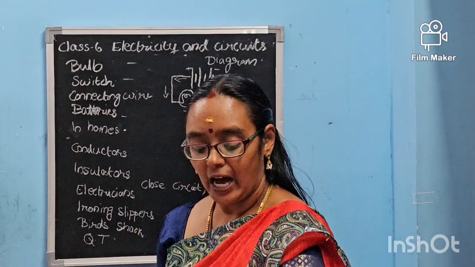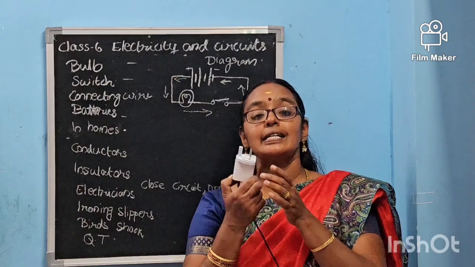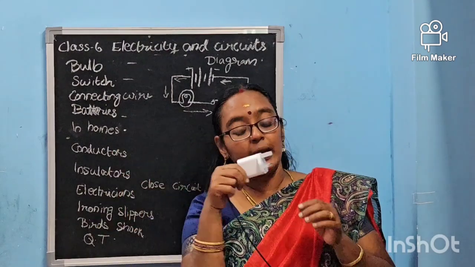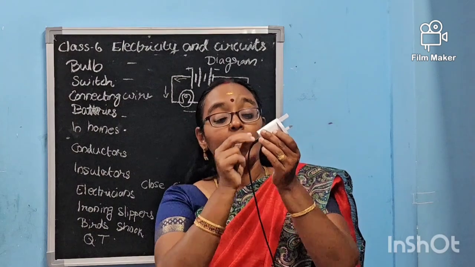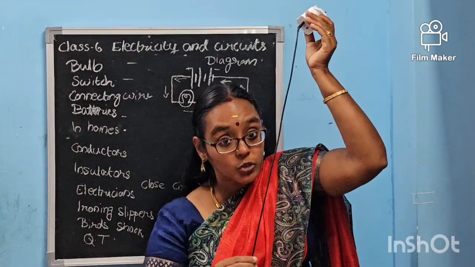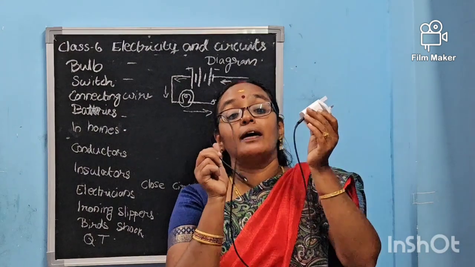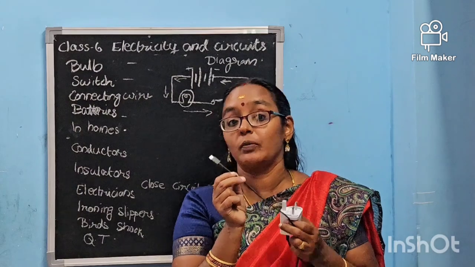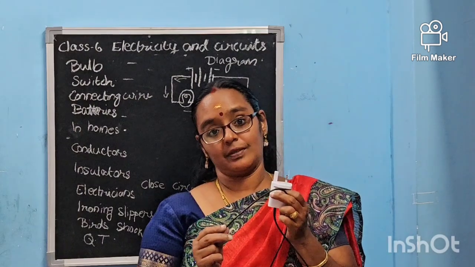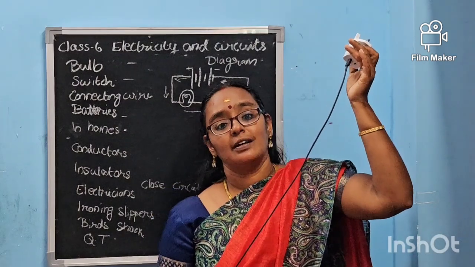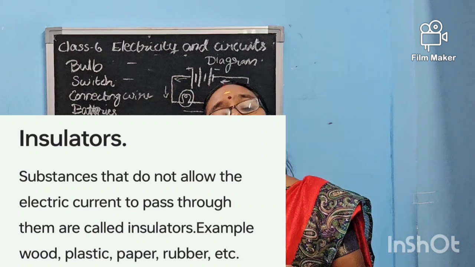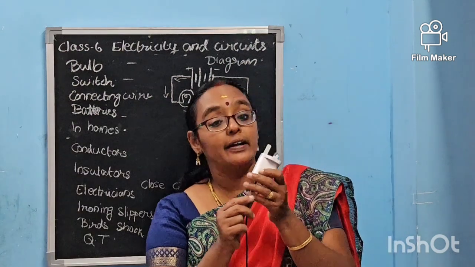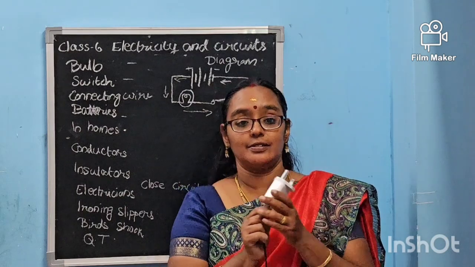Now I can explain how the conduction happens. See, this is the plug, right? When I keep it in the socket and switch it on, the electric current will pass through this connecting wire. Inside the connecting wire, what is it made of? It is made of copper. But there is something outside it. What is that? It is an insulator. An insulator is a substance which will not allow the electric current to pass through. So the conductors are covered with insulators.